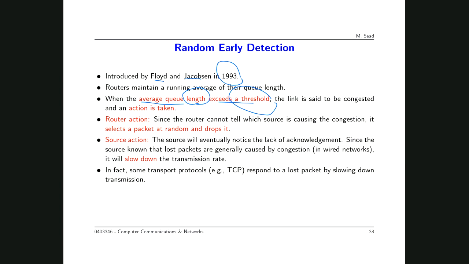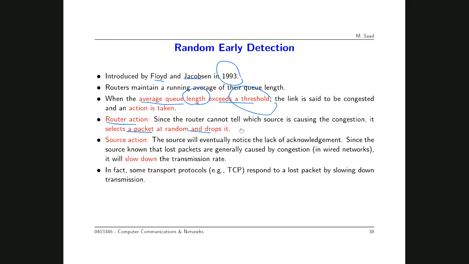And now this is the smart action that happens. What the router does in this case is that it will choose one of the packets waiting in the buffer at random to drop it. Just drop it. Refrain from forwarding the packet. Which means that this packet will not arrive at its destination. If a packet does not arrive at its destination, what does that mean? It means that the destination will not send an acknowledgement.